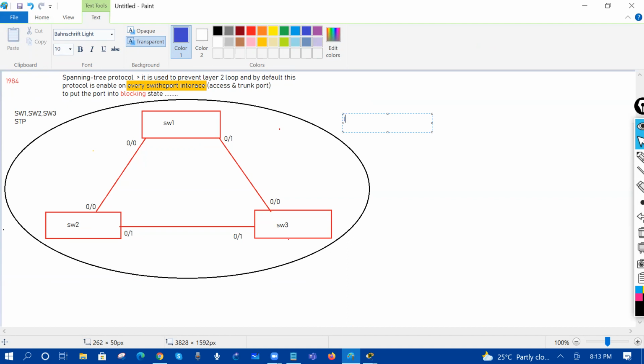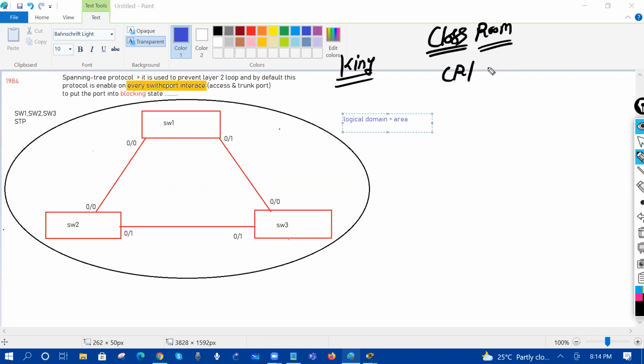Don't call this a logical domain in interview questions, because last time one guy did that. I'm saying logical domain just to understand better. A logical domain we can call an area. Now in one area, what happens? In one area, you need to find one king. Or like in a classroom, you are going to find one CR, and we can call that a monitor.